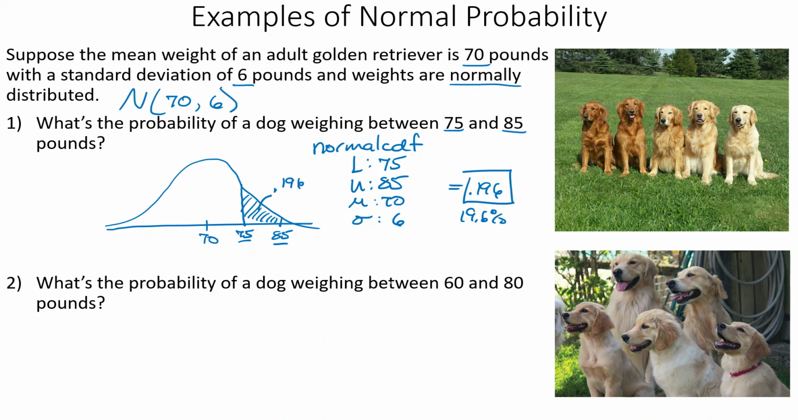All right, let's try another one. What's the probability of a dog weighing between 60 and 80 pounds? Let's just take a sketch of a normal curve. I do suggest drawing these on your homework. So let's see, 70 is right in the middle. 60 would be somewhere down here. 80 would be somewhere up here. And we want to know between those two.